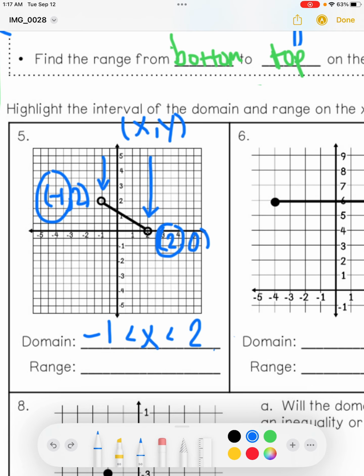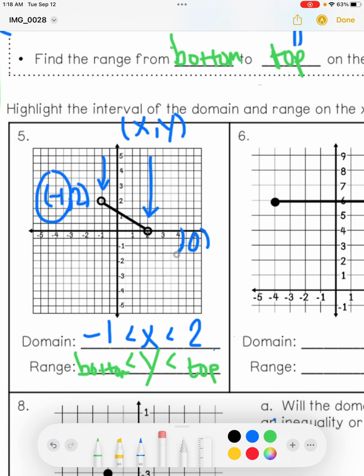All right, so let's continue and let's try to do the range part now. The only thing that changes is that instead of x values, for range we want y values. Okay, and instead of looking for left and right, we think, well, y values can only go what directions? They can go bottom to top, right? They can go up and down. So I'm going to say, okay, I need to find my bottom value, and I need to find my top value.